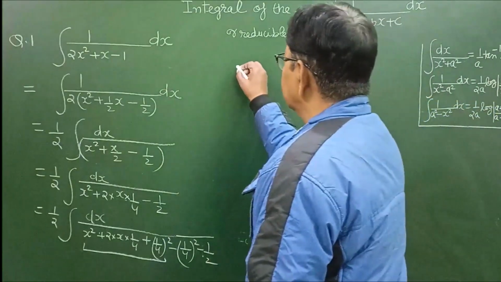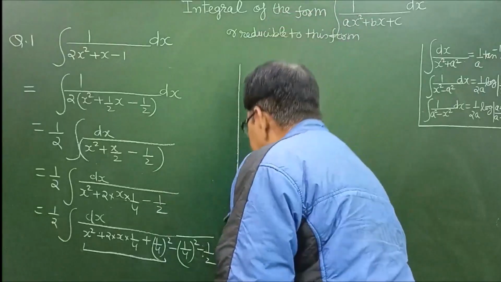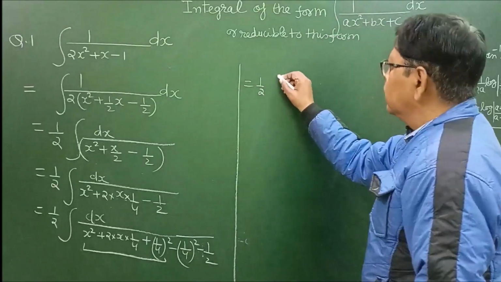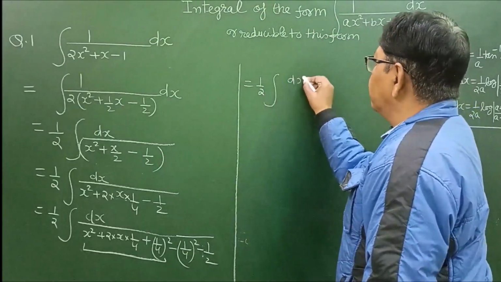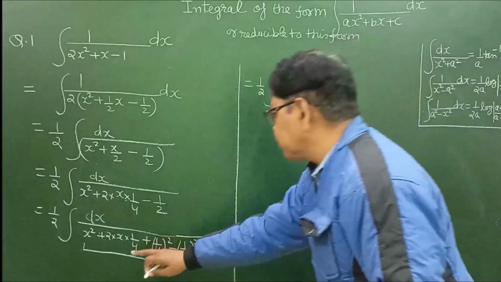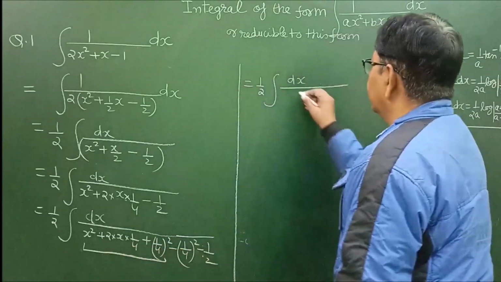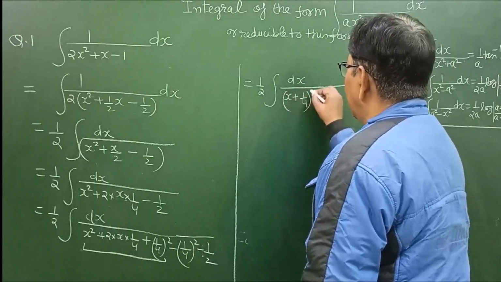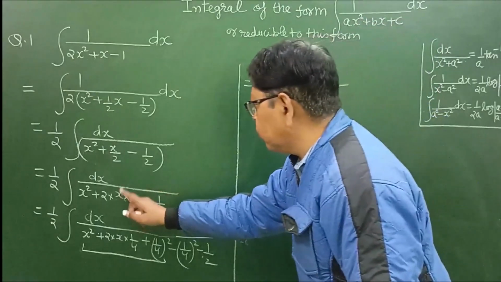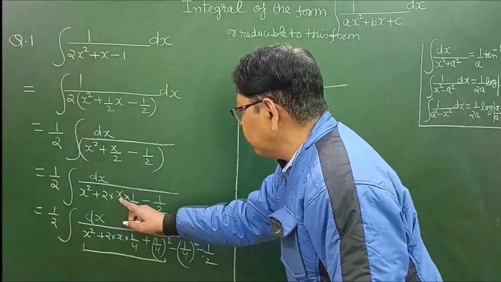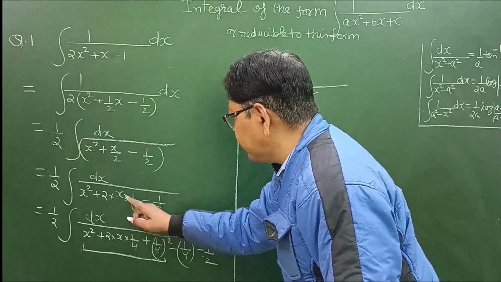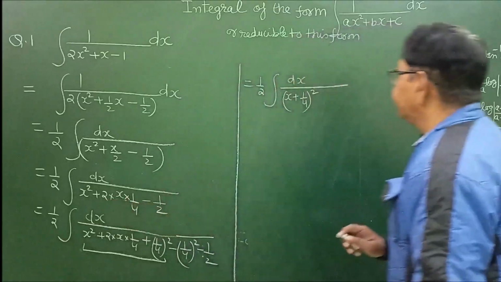So we can write this is equal to half integration dx upon x plus 1 upon 4 whole square. So why do we add the square of half of the coefficient of x? Because to bring this in the form 2ab, we multiply by 2 and divide by 2.